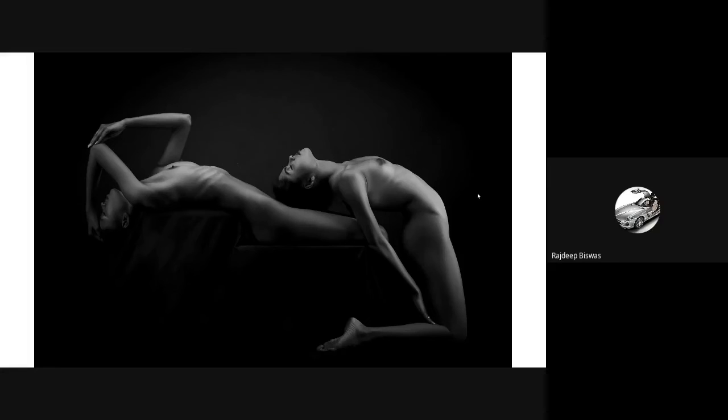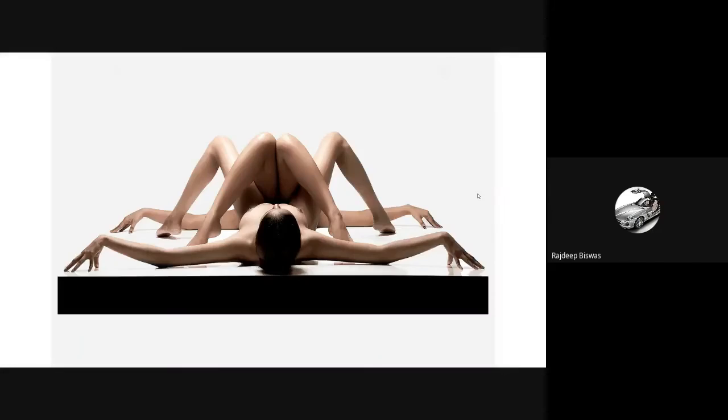And regarding this, 2 lights were used. 2 soft boxes, or rather, somebody else is getting a call. Okay, let's go to the next one.